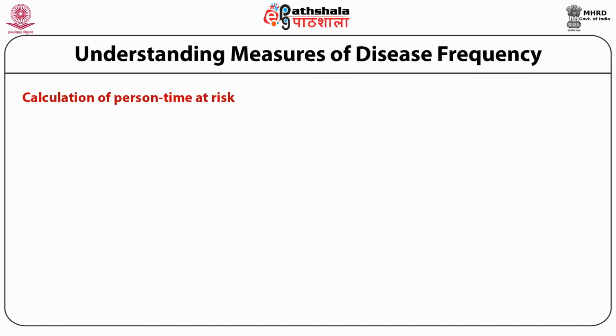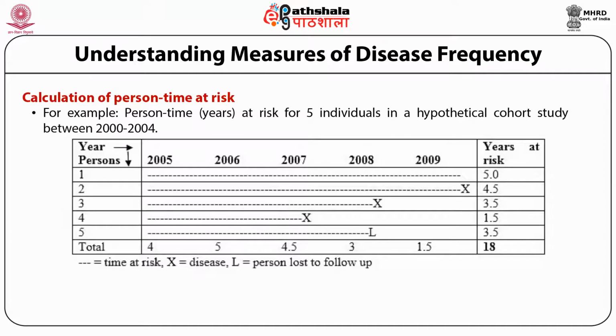Here, you are given an example of person time or years at risk for 5 individuals in a hypothetical cohort study between 2000 and 2004, where dotted lines are time at risk, X is disease, and L is person lost to follow-up. This figure illustrates the calculation of person time units in years at risk of a hypothetical population of 5 individuals in a 5-year cohort study.